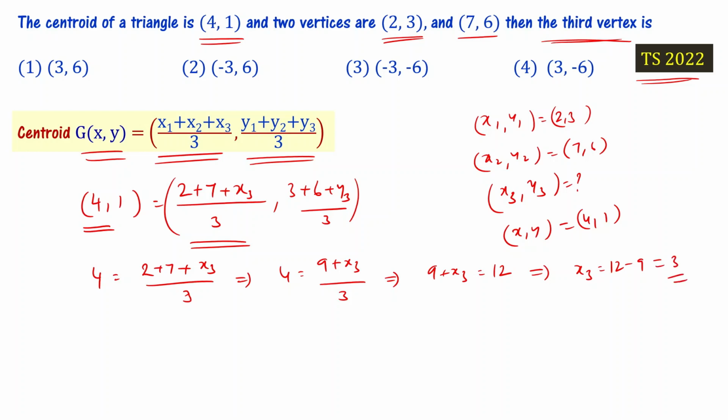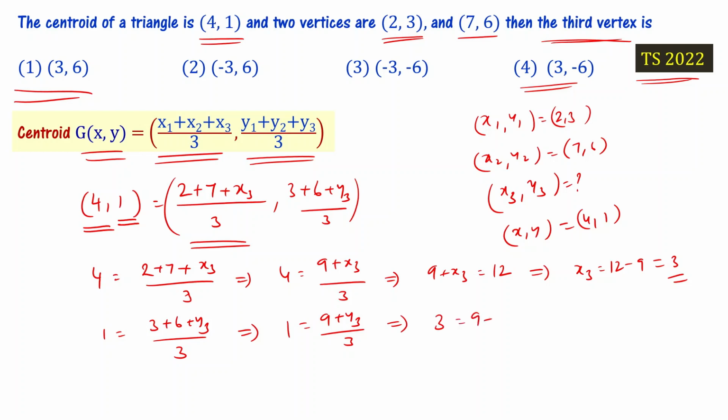x3 equal to 3 has come. That means choice 1 or choice 4 can be the right answer. Now we have to find what is y3. That is, 1 equal to (3 + 6 + y3)/3, right? How can we write this? 1 equal to (9 + y3)/3. This can be written as 1 times 3, 3 equal to 9 + y3. How can we write this? y3 equal to 3 minus 9, that is equal to minus 6.